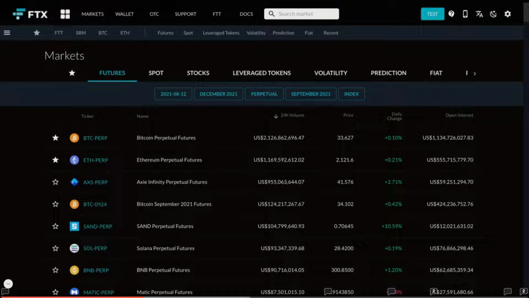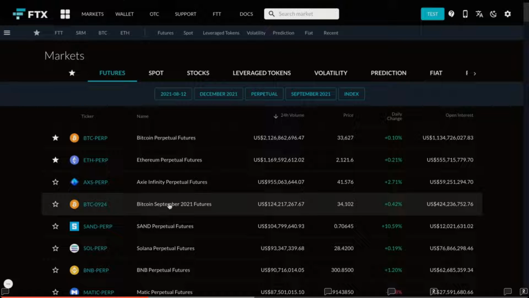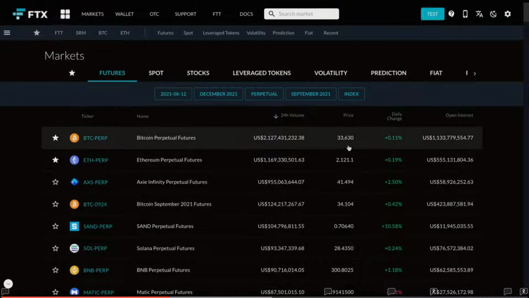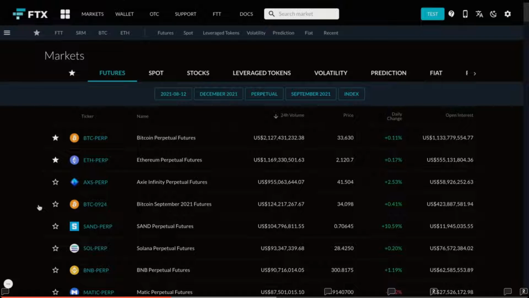So you have different types of futures. You've got dated futures. So like this one you see here, Bitcoin September 2021. That means the contract expires on the 24th of September. You can see there, 0924. That's the date that it expires, and the trades that you make are based upon that date. So the price of that contract is based upon what the market thinks Bitcoin will be worth on that date. Okay, you can see that it's over 34,000, even though the regular price of Bitcoin is just over 33,600.